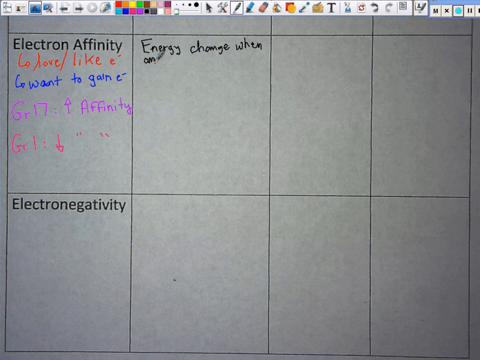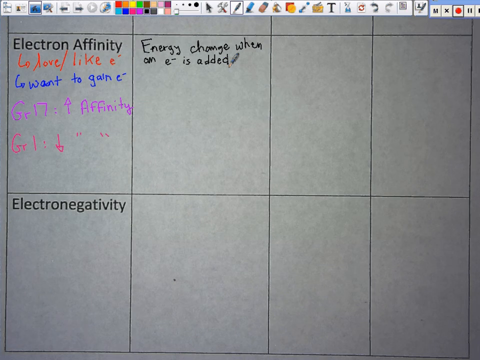Okay? Last time, what did the equation look like? What was the final product of that ion? Was it a cation or anion, or the one above this? It was a cation. This time it says energy change when an electron is added. So what is it turning into? Anion. Very good. So now we know that this is going to be an anion reaction. Do you notice the difference now?